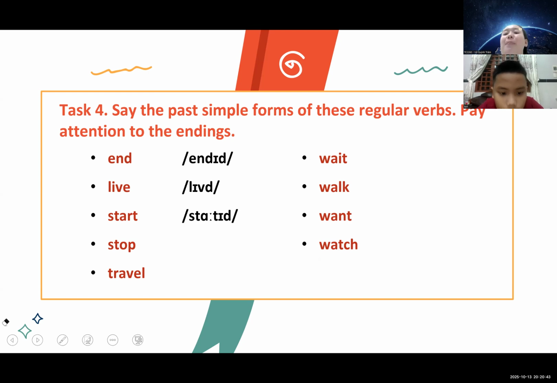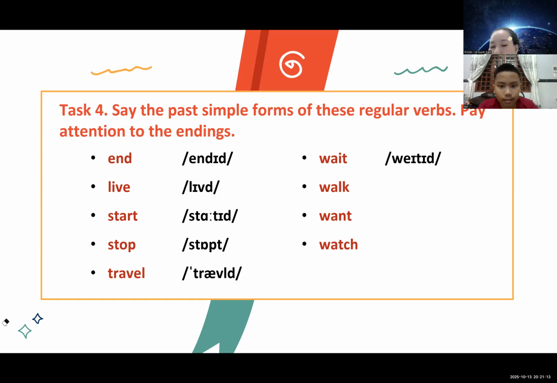Okay, how about stop? Stop. Okay, stopped. Okay, how about travel? Traveled. Okay, wait. Waited. Okay, waited because it ends with T. So when you write ed, you write waited, like ended, waited, wanted, right? Now walk. Walked. Okay, walked, right? Want. Wanted. Very good. Wanted. How about watch? Watched. Okay, very good.